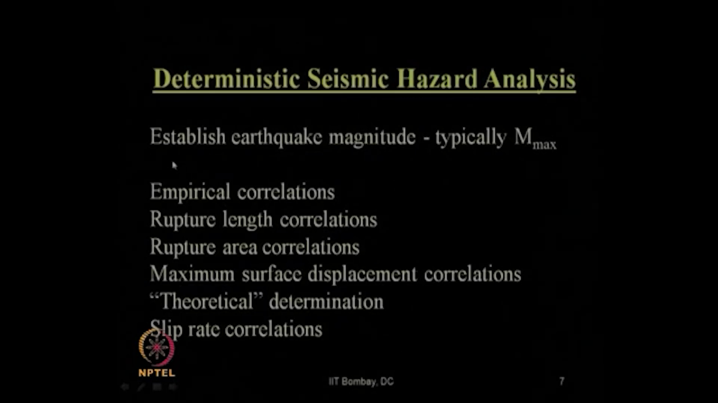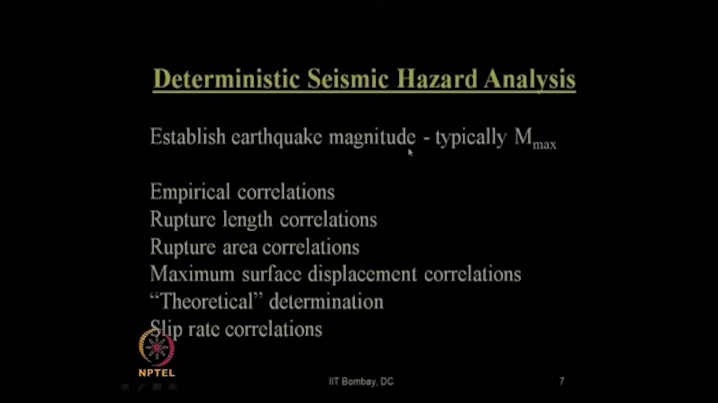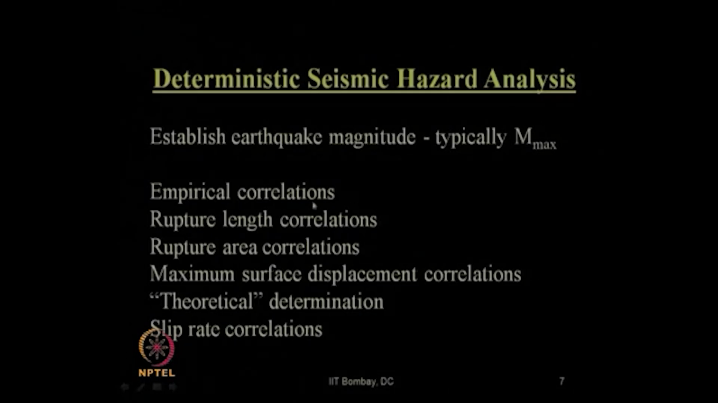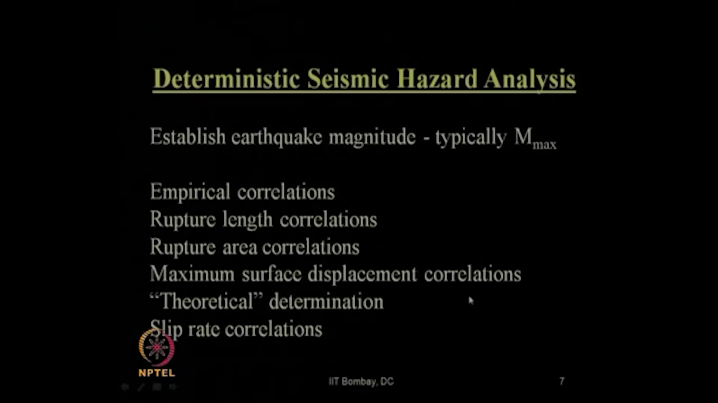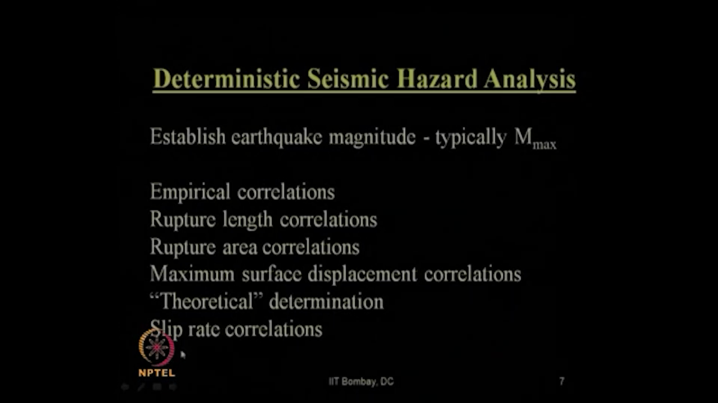Next, we have seen how to establish the earthquake magnitude, typically the M max, and for obtaining the M max, as I have mentioned, we use the empirical correlations from the fault characteristics, like rupture length correlations, rupture area correlations, or the maximum surface displacement correlations, or the theoretical determination based on the slip rate correlations.